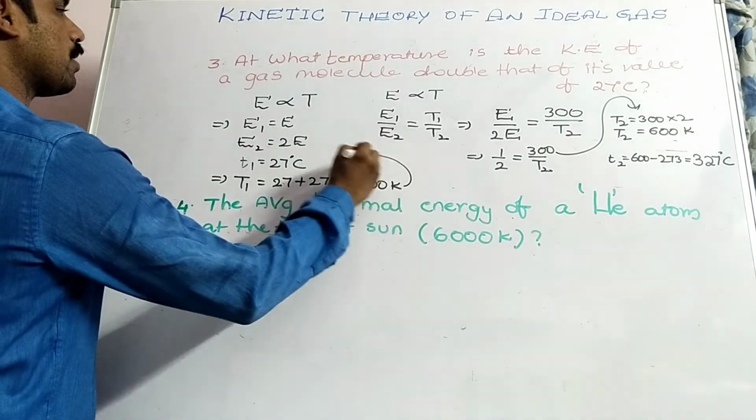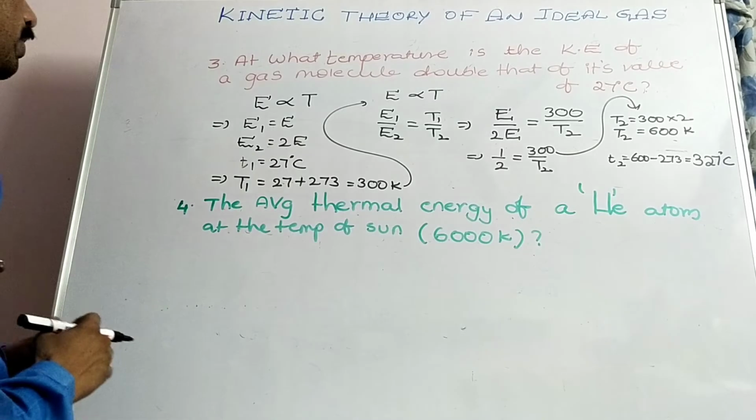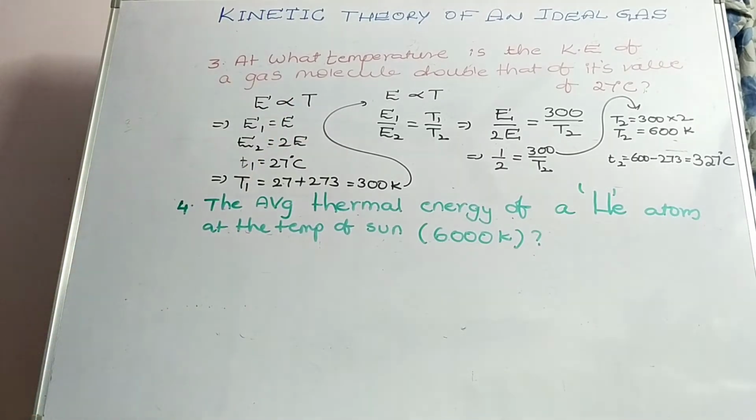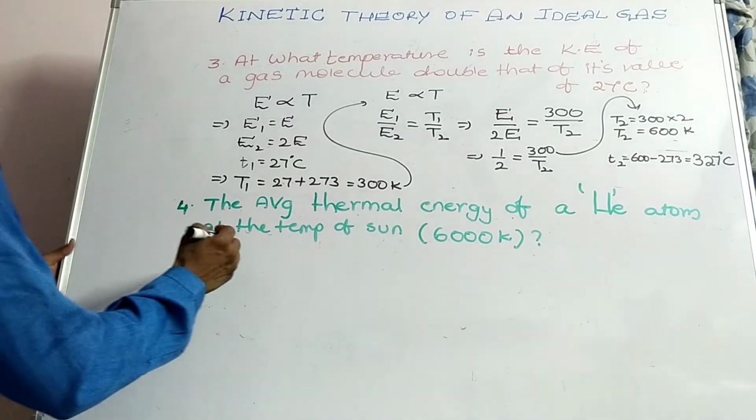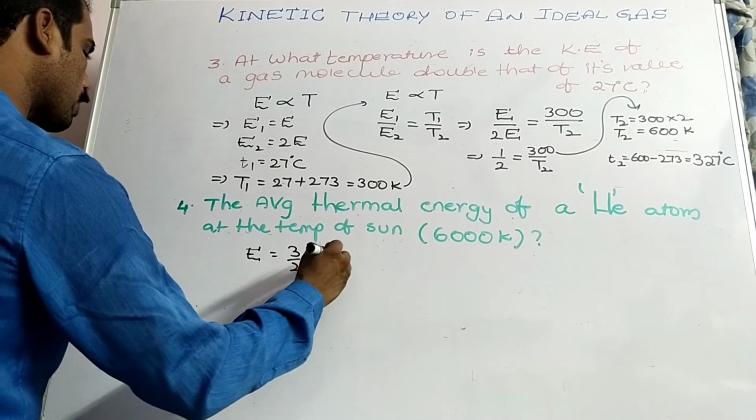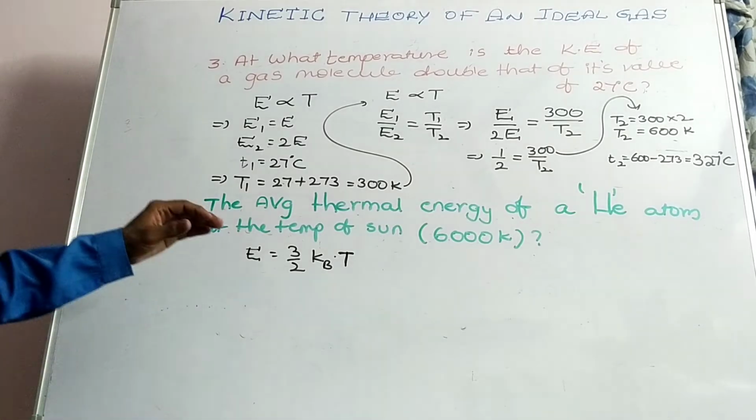Okay, now here we have another question. The average thermal energy of a helium atom at the temperature of the sun. The sun temperature, 6000 Kelvin, is given. So we know the expression E is equal to 3 by 2 into the Boltzmann constant into the absolute scale of temperature. We have to choose this expression.